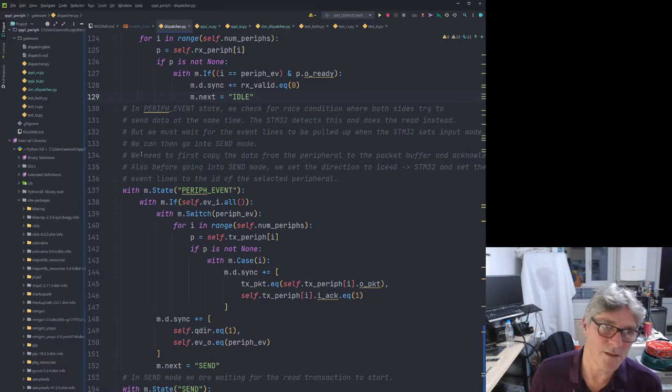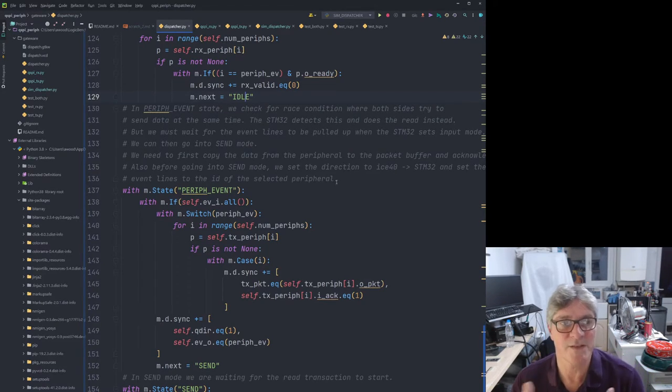We can then go into send mode. Send mode is from the ICE's perspective, or from the peripheral's perspective. We need to first copy the data from the peripheral to the packet buffer and acknowledge. Also, before going into send mode, we set the direction from the ICE40 to the STM32 and set the event lines to the ID of the selecting peripheral.